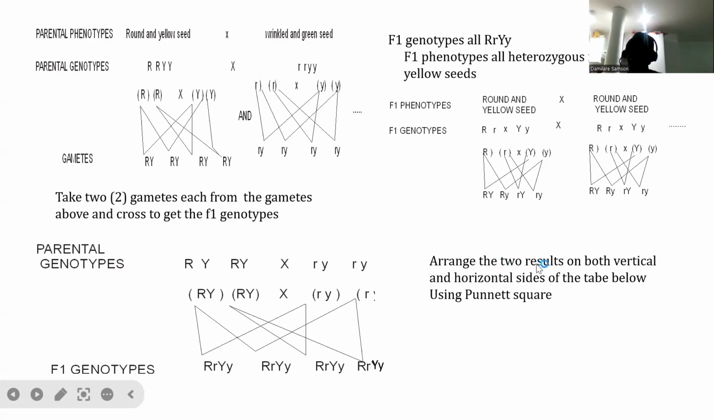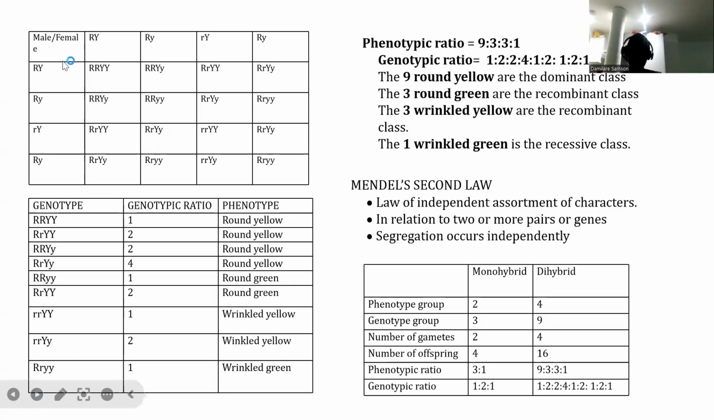Now, arrange the two results on both the vertical and horizontal sides of the table below using what? Punnett square. At the vertical side, you put capital R, small y, capital R. Okay, let me just show you straightforward. So we go to the next slide and we are going to arrange it.